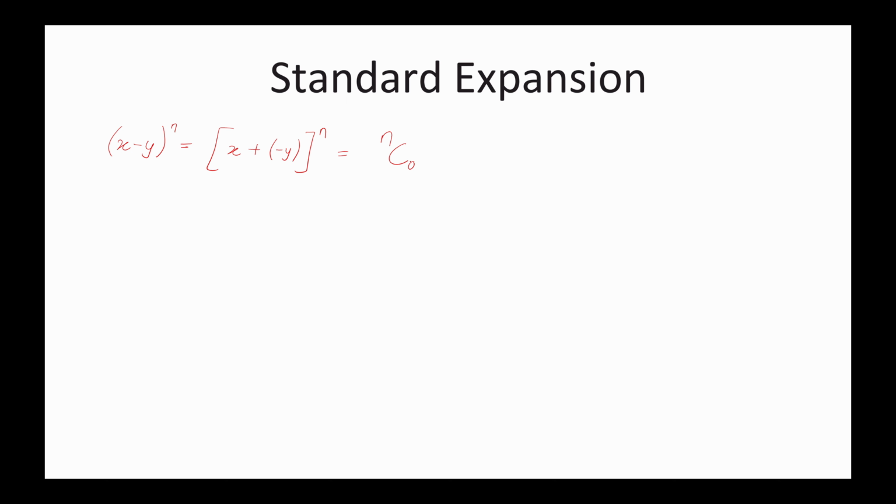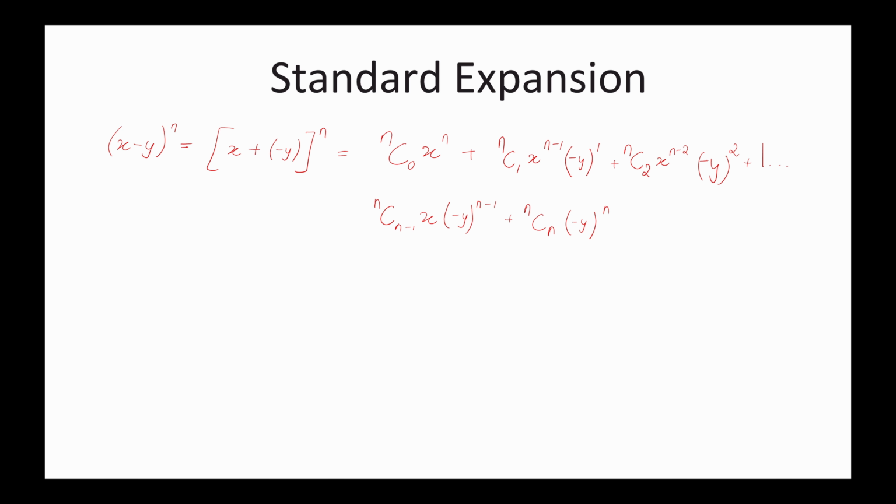This can again be written down as nC0 x^n y^0 + nC1 x^(n-1) (-y)^1 + nC2 x^(n-2) (-y)^2 + and this goes up till nC(n-1) x^1 y^(n-1), sorry, this is not y, this is (-y)^(n-1), and the last term would be nCn x^0 and here we would have (-y)^n.